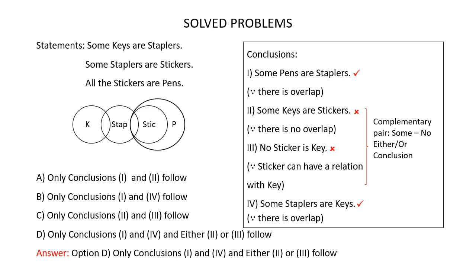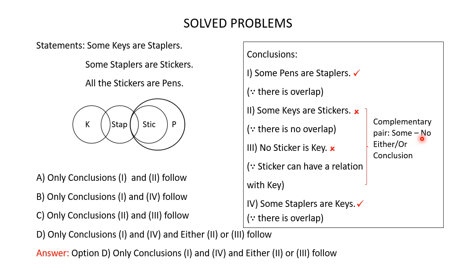Conclusion 2 is a conclusion of the type some. Conclusion 3 is a conclusion of the type no. So all this means that conclusion 2 and conclusion 3 are a complementary pair of the type some no. Now one thing you have to note here is that since this is a complementary pair of the type some no, it does not matter whether the subject and predicate are in reverse orders in the conclusions.